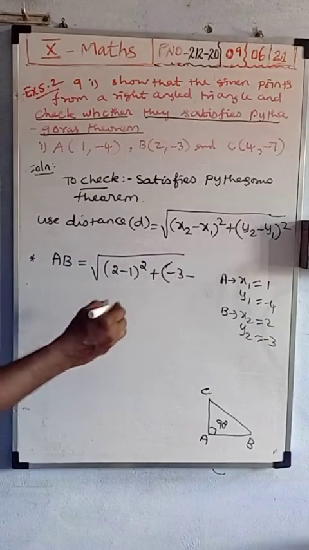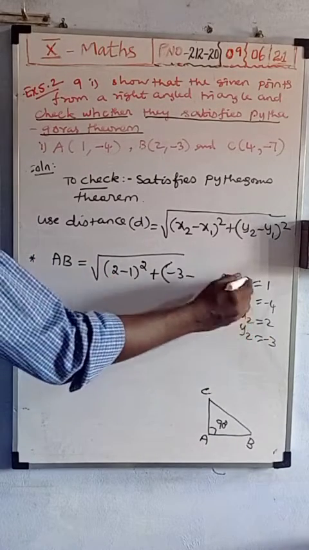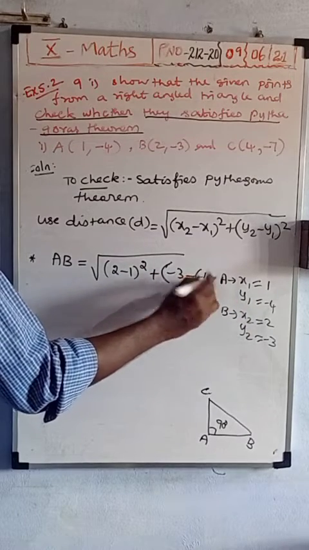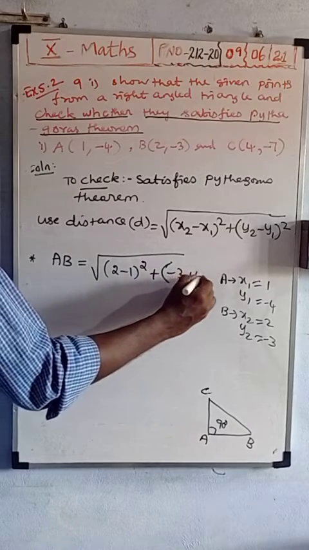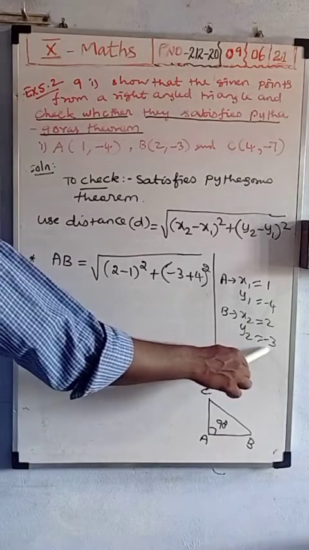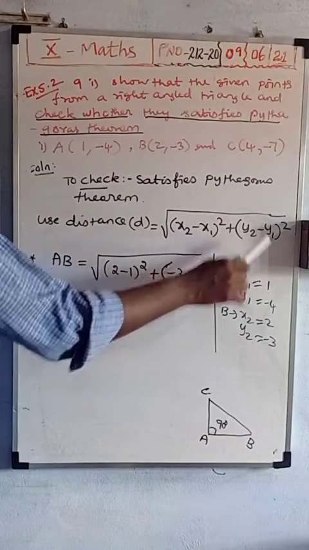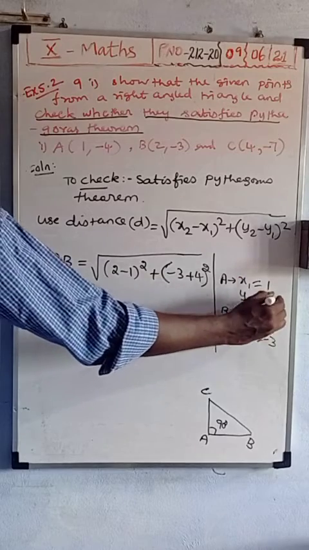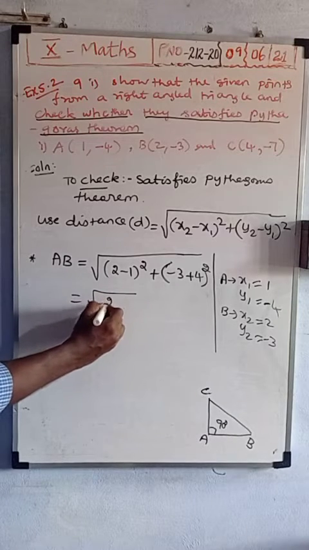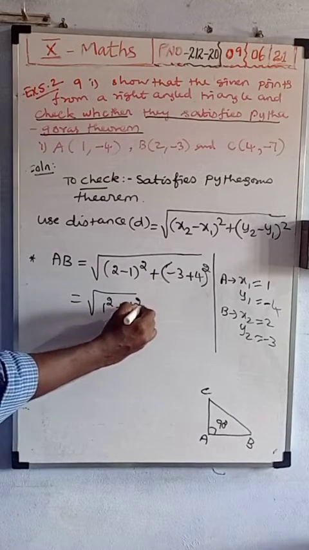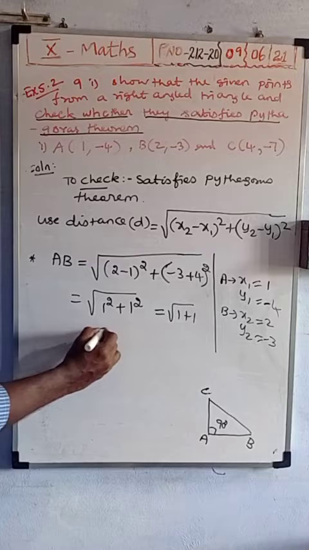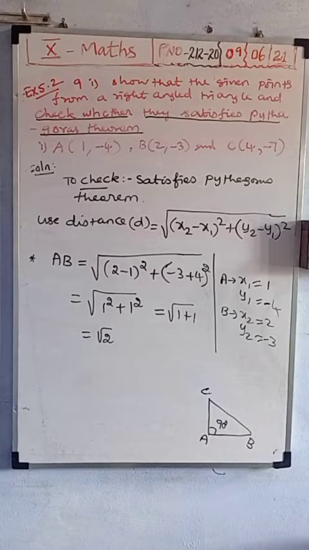Now y2 minus y1 is minus 3, so first x2 minus x1, (2 minus 1) whole square, next minus 3 of the formula's minus, again minus, so minus into minus changes into plus, plus 4 to the whole square. Directly I have written here. So minus 3 plus 4, to the whole square. Now 2 minus 1 is 1, 1 square. So minus 3 plus 4 is 1, 1 square. So 1 square plus 1 square, value 1 plus 1, so root 2 you will get. AB distance is root 2.